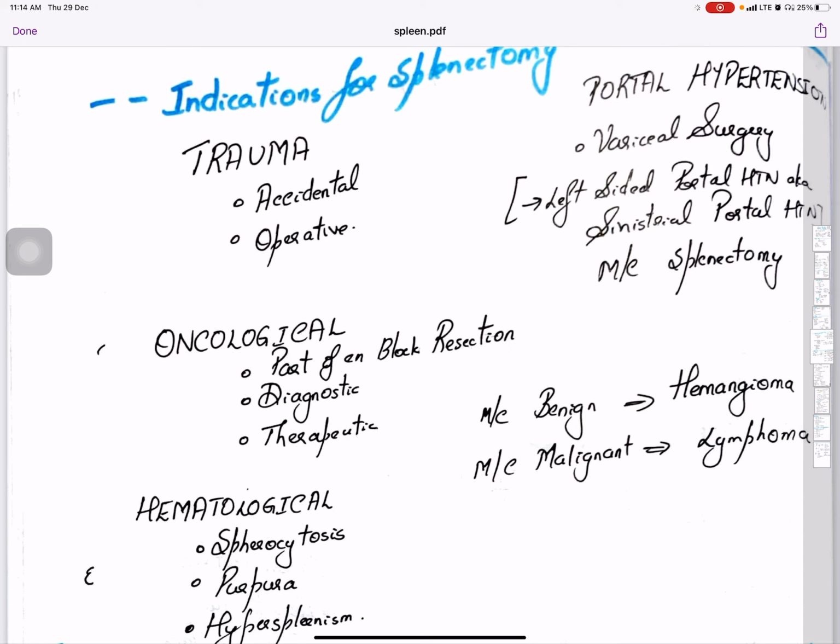In infection, what all are we going to write? We're going to write about hydatid cyst. We're going to talk about traumatic cyst, congenital cyst, splenic abscess, Felty syndrome. Okay.